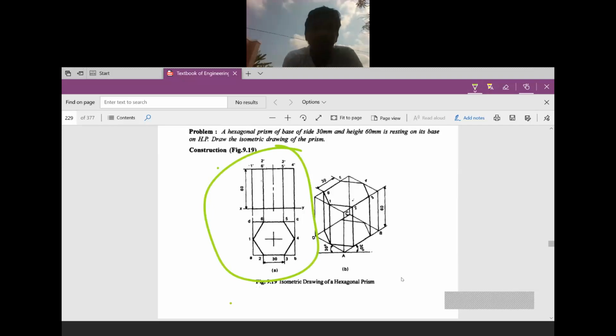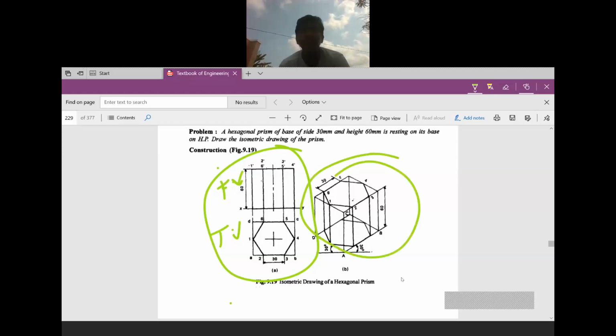In the base we have a hexagon. This one will be the height. This one will be the top view. This one will be the front view. Understand? Now we have to draw the isometric projection of this given hexagonal prism. He has given base side as 30 mm and height as 60 mm. You know how to draw the hexagon. Here we are going to draw this problem.